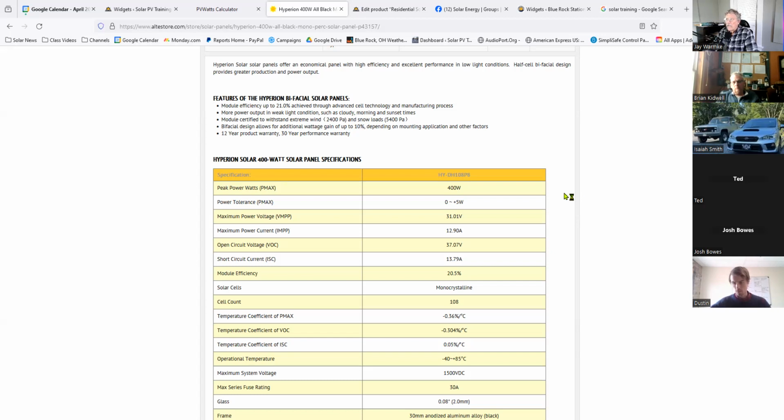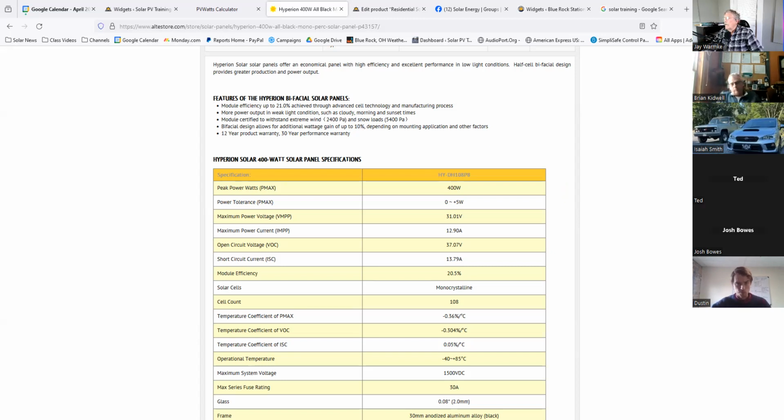Now, I'm also going to need to know what's the temperature coefficient. Well, the temperature coefficient at VOC is 0.304% per degree Celsius. And the temperature coefficient at VMP is the same as at Pmax. Pmax is VMP times IMP. So the temperature coefficient there is going to be 0.36% per degree Celsius. All right, so I've made note of those.